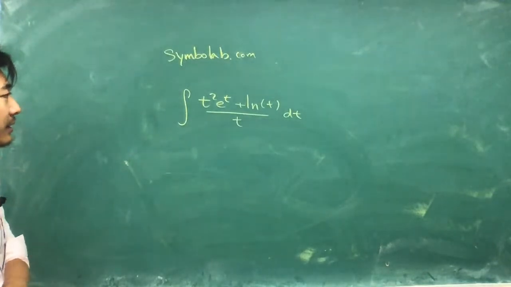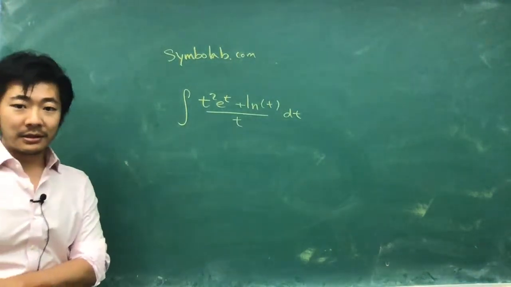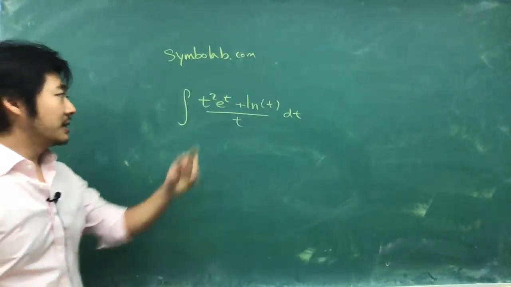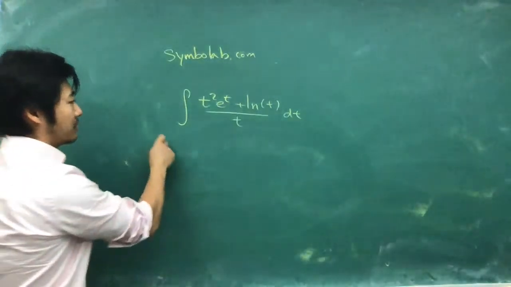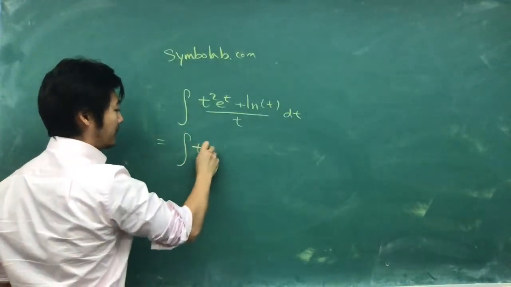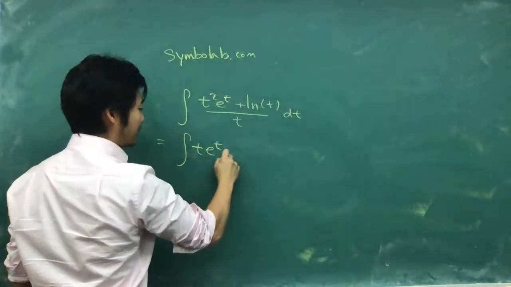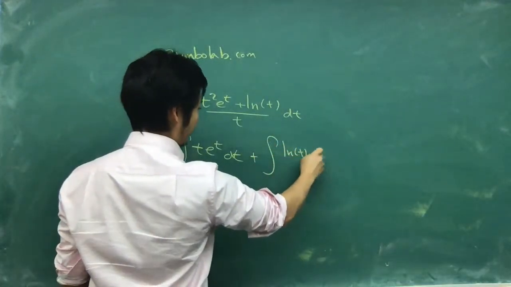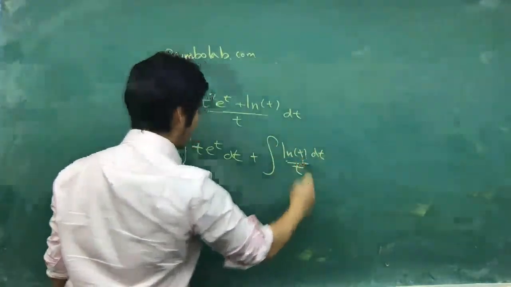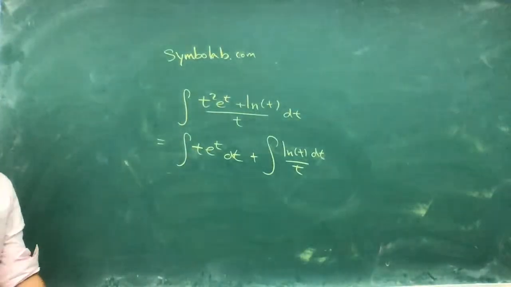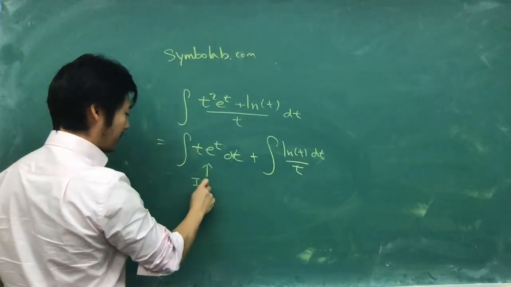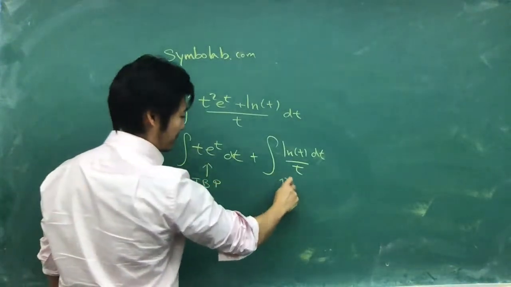With this one, it's kind of hard to do all at once. So whenever you can, you should split it up into 2 pieces. So this is t e to the t dt plus the integral of ln of t dt over t. Then these are rather straightforward integrals. This one is integration by parts. This one is u substitution.